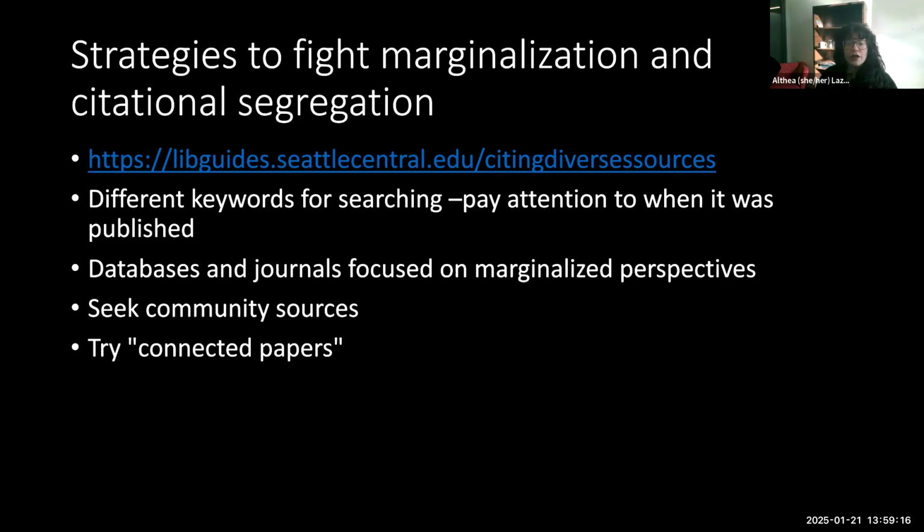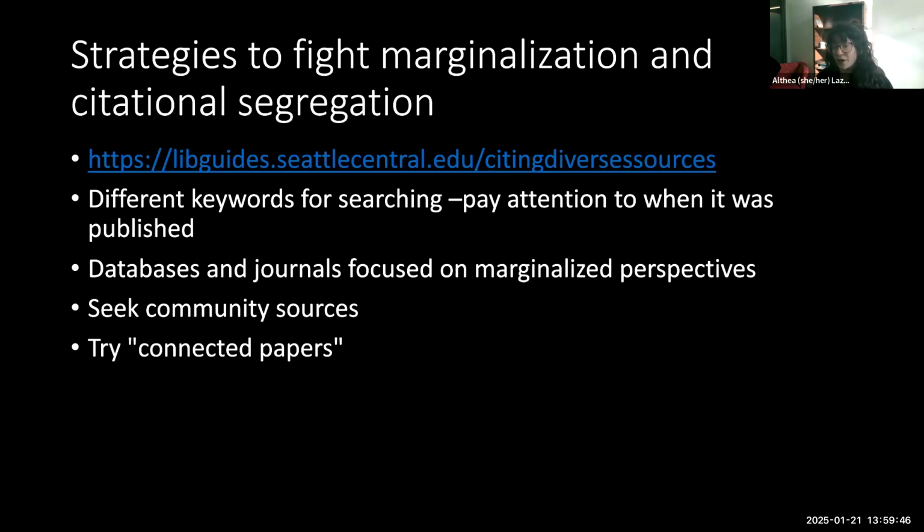It can also be good to use different keywords for searching. So if I am searching on accessibility of school buildings, maybe I want to include the word race or racial in my search. That'll help me think about how race intersects with ability when it comes to the accessibility of school. And then it's also important to pay attention to when the research was published, because different words are used to represent those social identities at different periods of time.